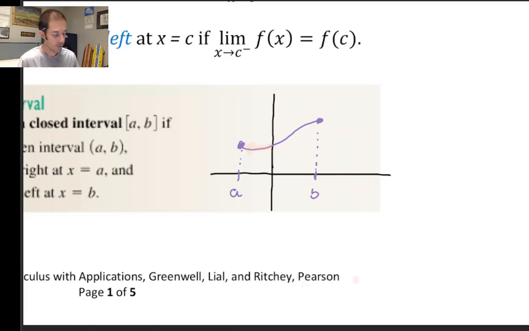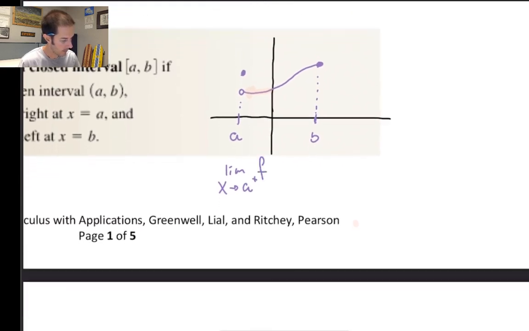Could we be working on a closed interval where this point is not here and it's actually defined up here and we have a little opening here? If this were the scenario, then the limit as x approaches a from the right for whatever function it is that we're working with, f of x maybe, does not equal f of a.